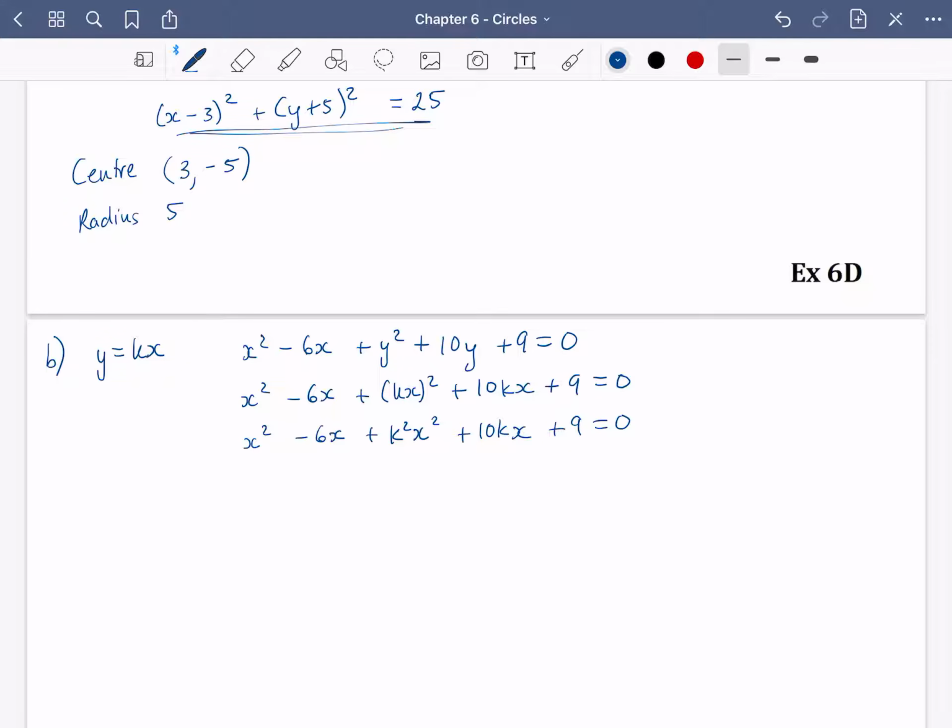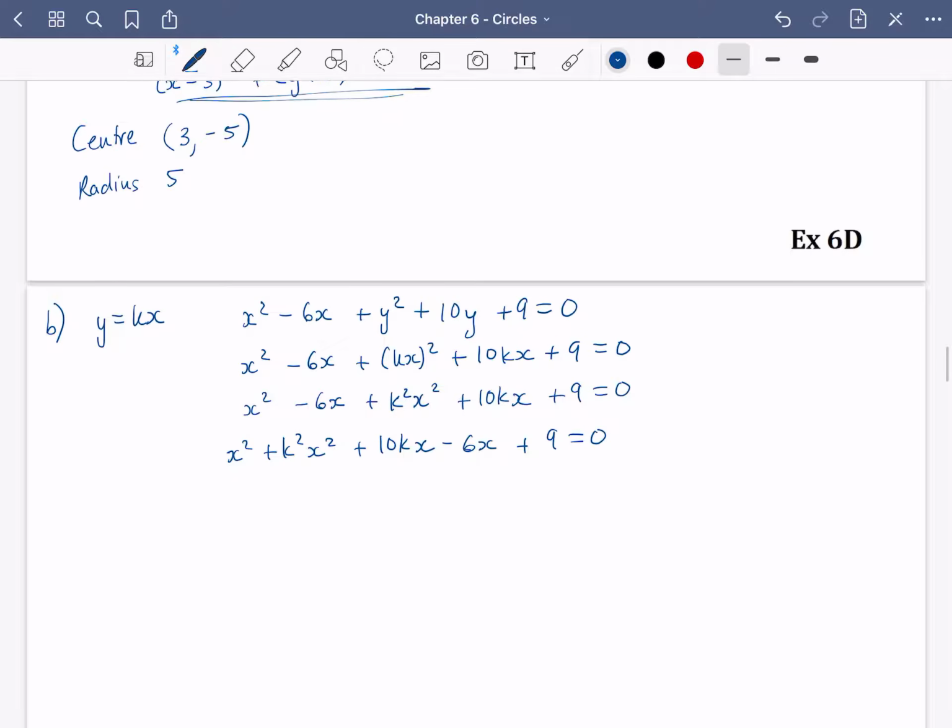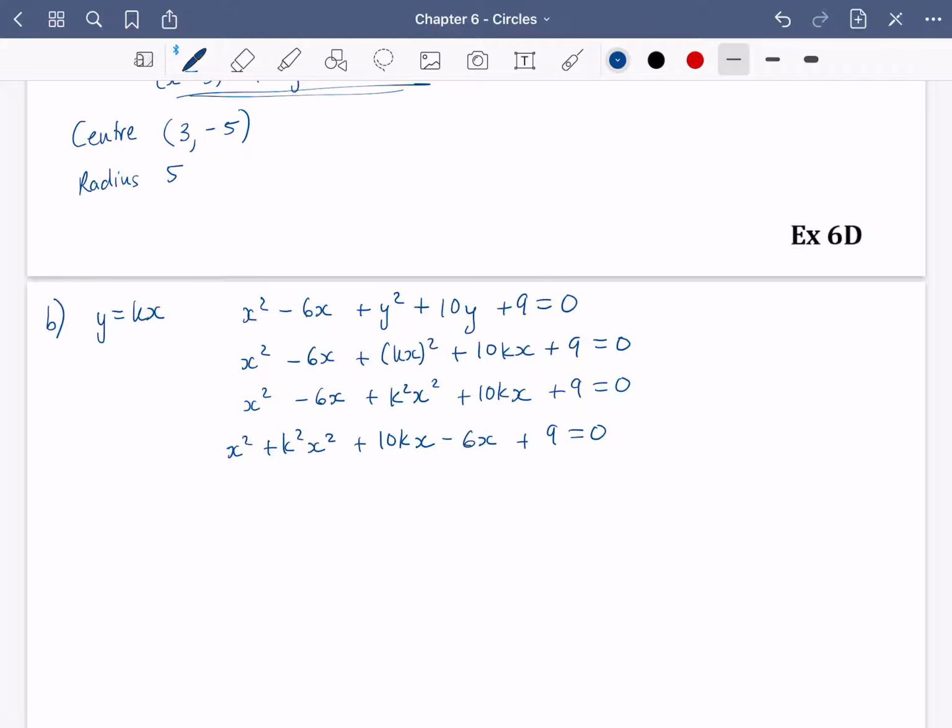And I'm just going to collect together the like terms now. So we've got x squared plus k squared x squared. And then I've got plus 10kx minus 6x. I started with the 10kx just because I prefer starting with a plus rather than with a minus. And then I have plus 9 equals 0. Now, you may find it easier to actually factorize this. So if I factorize out the x squared, I would have 1 plus k squared for these first two terms that I've got here. And then if I factorize out the x here, I have 10k minus 6 for these terms. And then I have plus 9 equals 0.